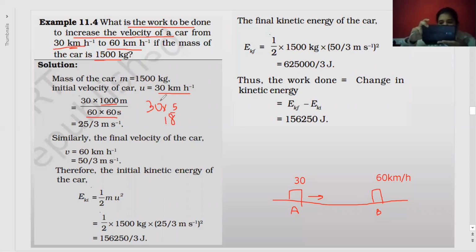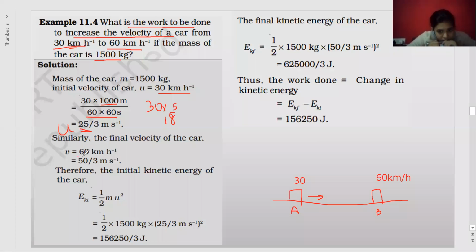So on calculating, you will get this one, that is 25 by 3, and let it keep in fraction. Don't go in decimal point, as in fraction we will get a more accurate answer. At the end we will divide if it is required. So we got u equals 25 by 3 meter per second.